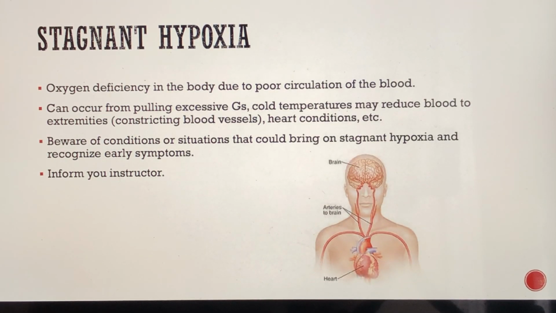Next is stagnant hypoxia. This is oxygen deficiency in the body due to poor circulation of the blood. I think of heart conditions, but it's also due to pulling excessive G's, cold temperatures because they'll reduce and constrict blood vessels. So this is just physically your body cannot carry that circulation of oxygen in your blood.